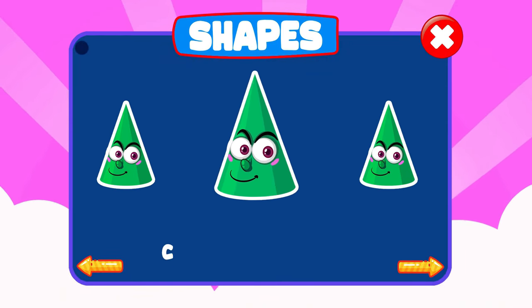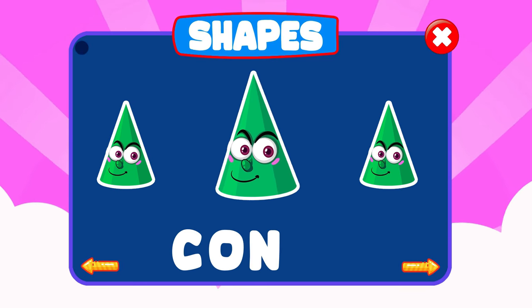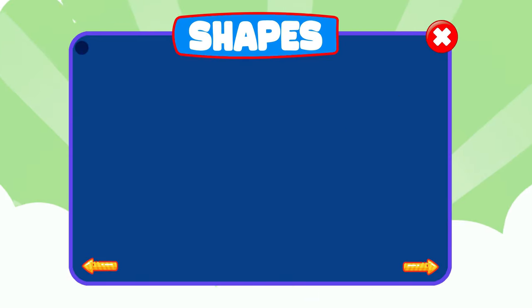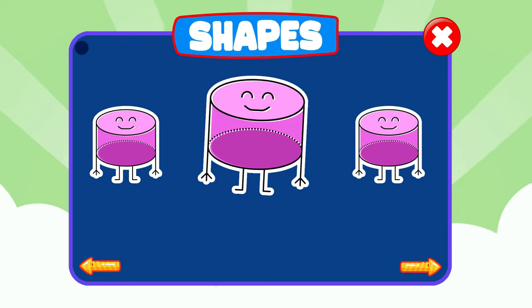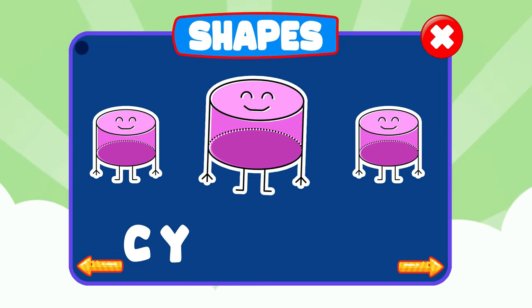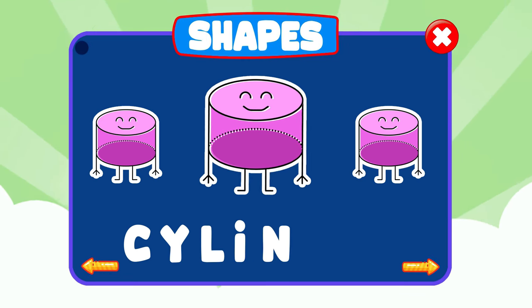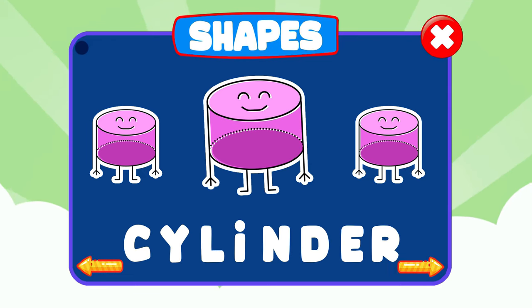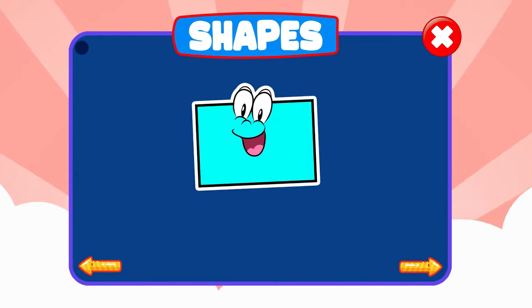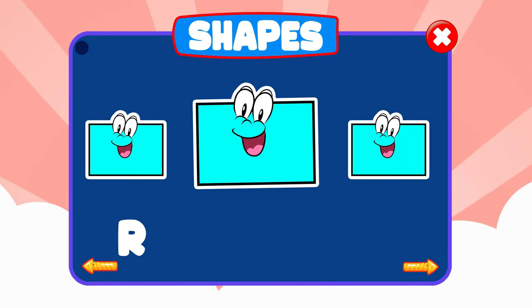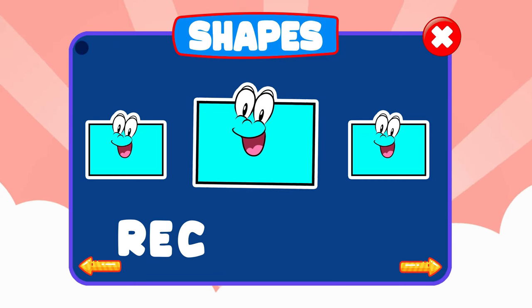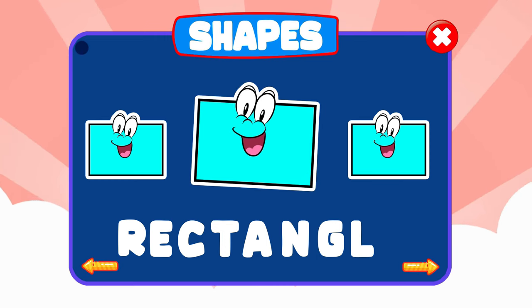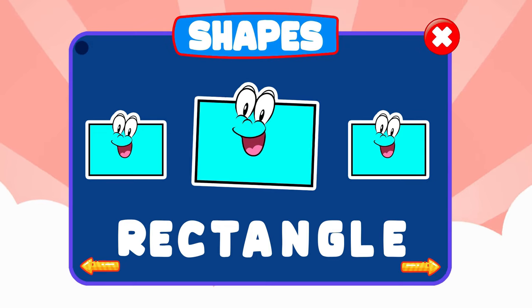Cone. C, O, N, E. Cone. Cylinder. C, Y, L, I, N, D, E, R. Cylinder. Rectangle. R, E, C, T, A, N, G, L, E. Rectangle.